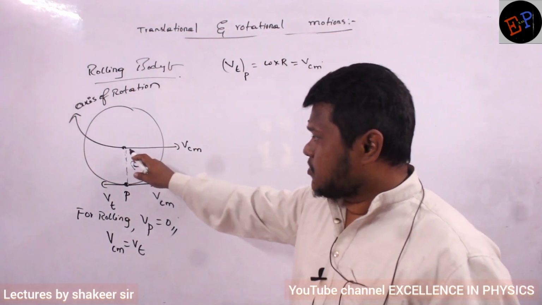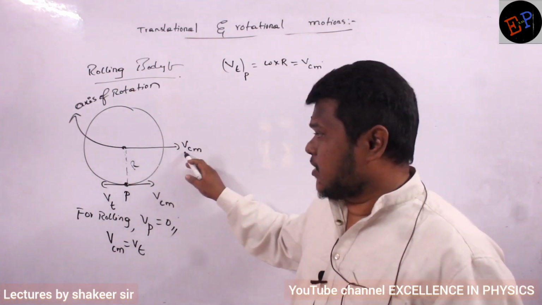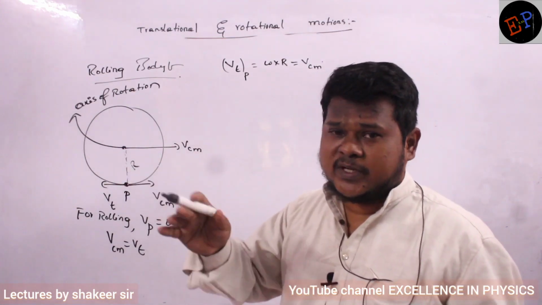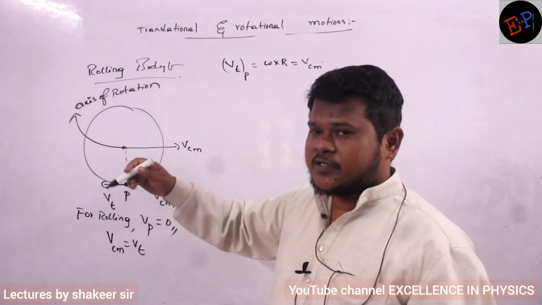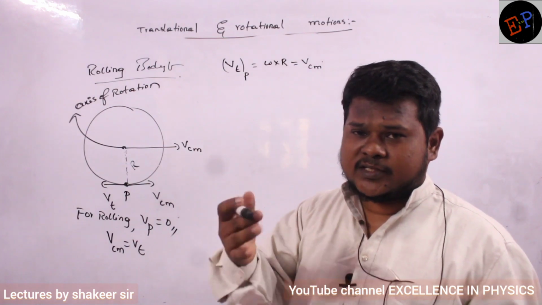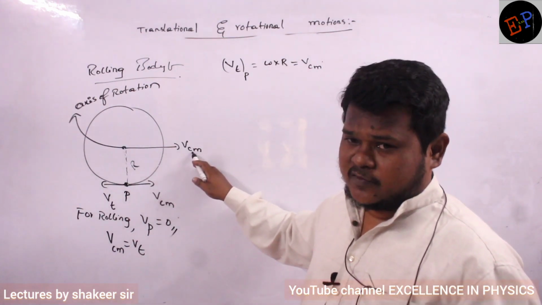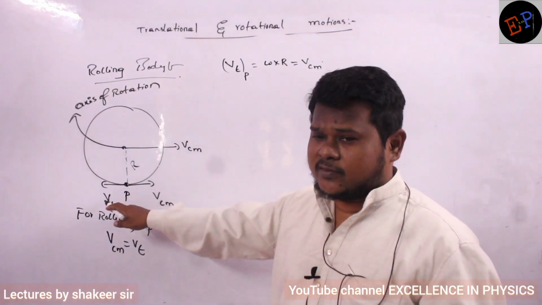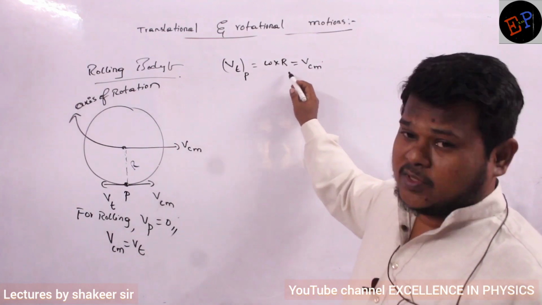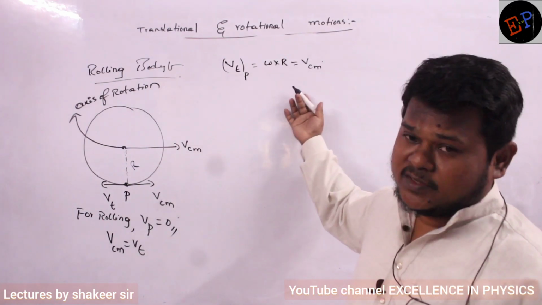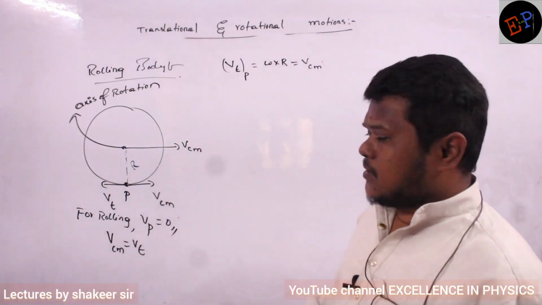Are you able to understand? At this point we have only VCM, no? Tangential speed is not there at the middle, because this point is present on the axis itself. Tangential speed will be 0. So this point will have only the velocity of center of mass, and the velocity of center of mass is equal to the tangential speed. Tangential speed is how much? Omega into r. So therefore the velocity of center of mass is omega into r. Okay, are you able to understand?